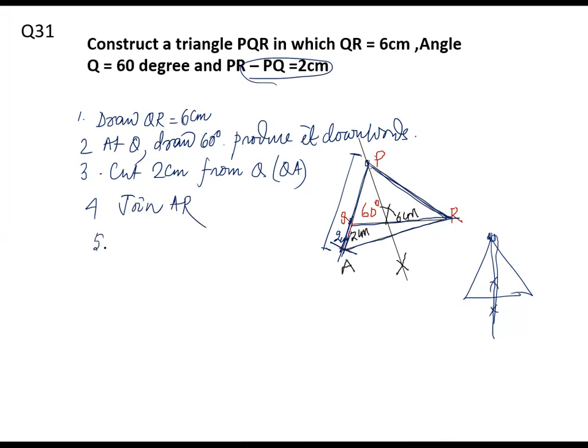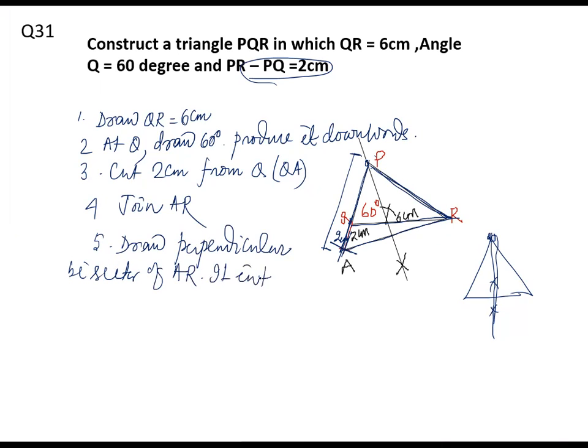Next, fifth, draw the perpendicular bisector of AR. It intersects the 60-degree line at P. Now join PR. So PQR is the triangle.